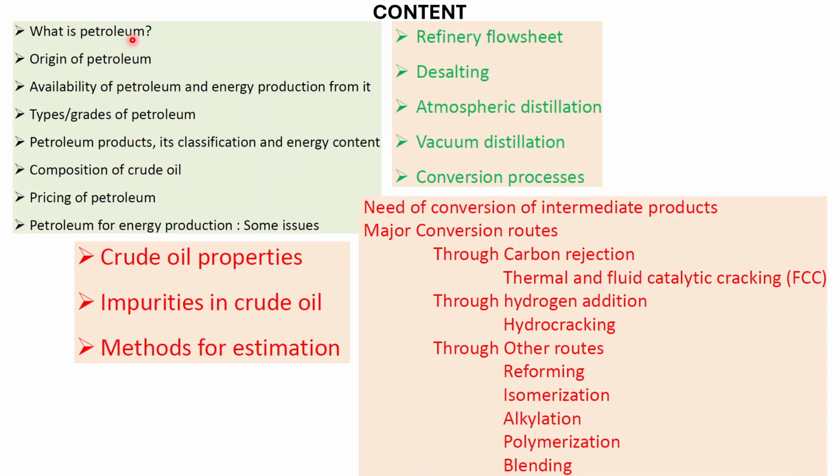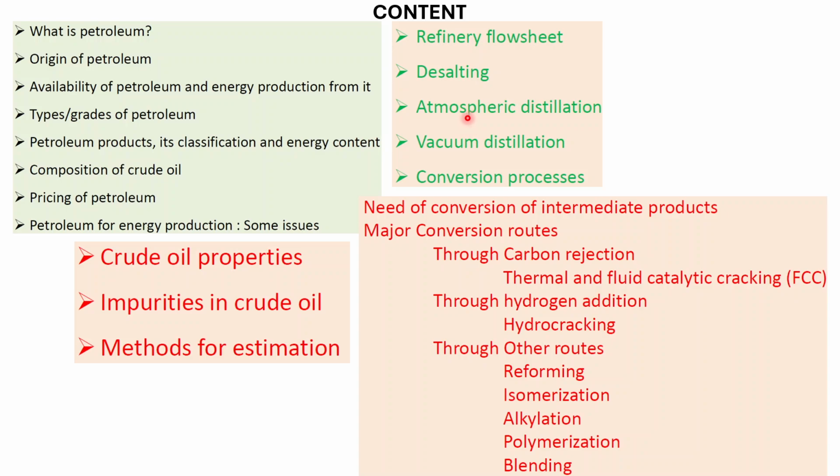So the content would include, firstly, its introduction: what it is, its origin, its availability, its various types and classifications, its pricing, and issues related to energy production from it. Then secondly, its various properties, impurities found in crude oil, and the method of estimation of these impurities. And then thirdly, various refinery flow sheets and production of different kinds of fuels from petroleum, as it is found in the form of crude oil.